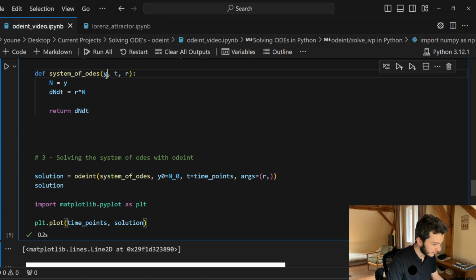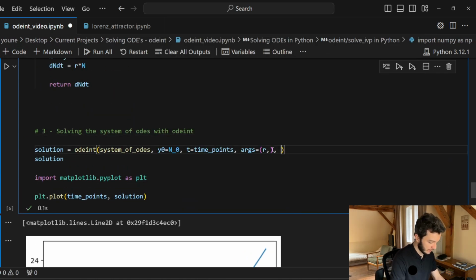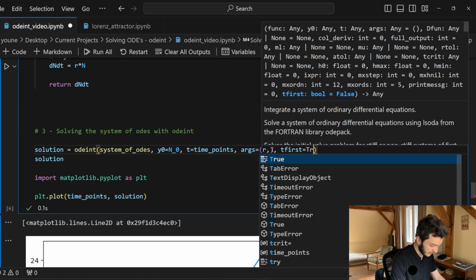Now let's say here, you don't want to call the y vector first, you want to call t. So let's do t, and then y. If you run this, you have to specify here that the first argument, so t first, is equal to true.